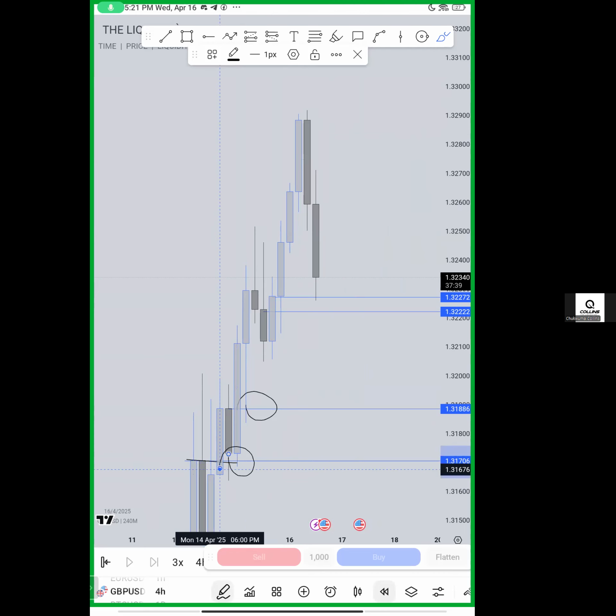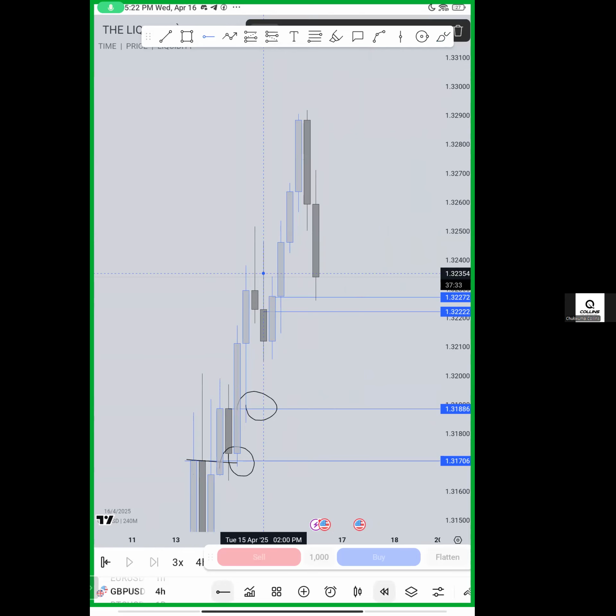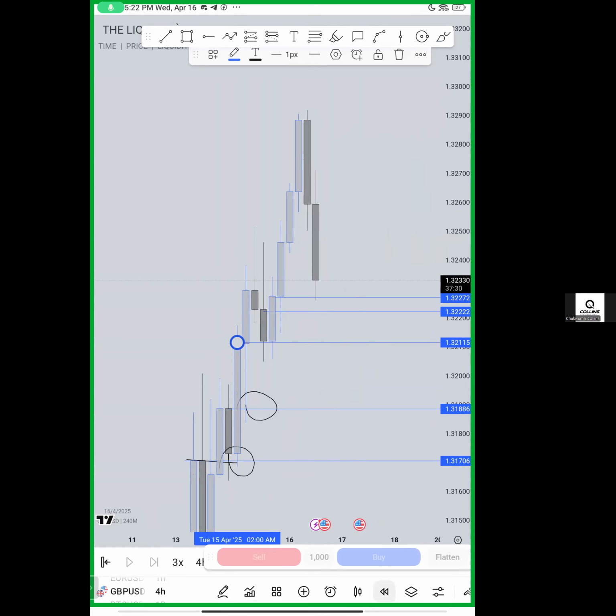So now where is the new fresh level? When price mitigated, where was the new fresh level? The new fresh level was this level right here. So price also reacted from the level, right? And gave another order block.